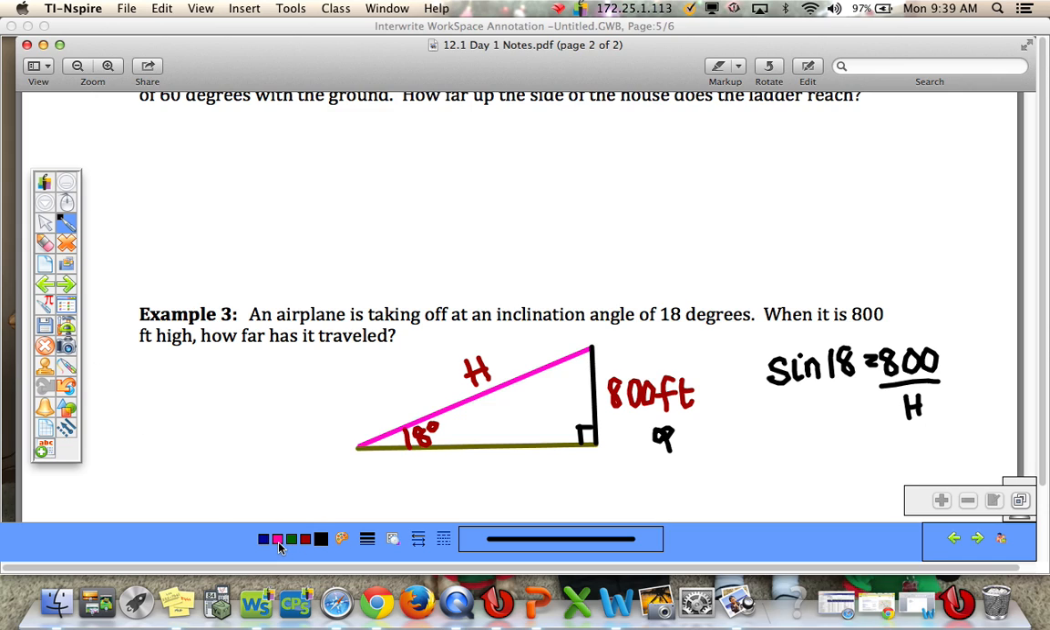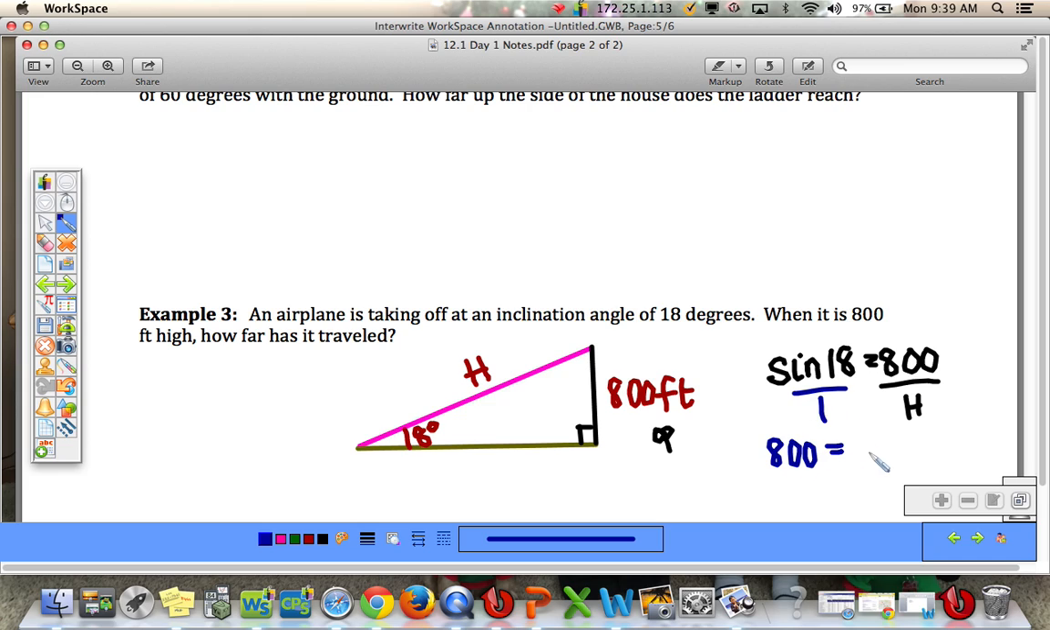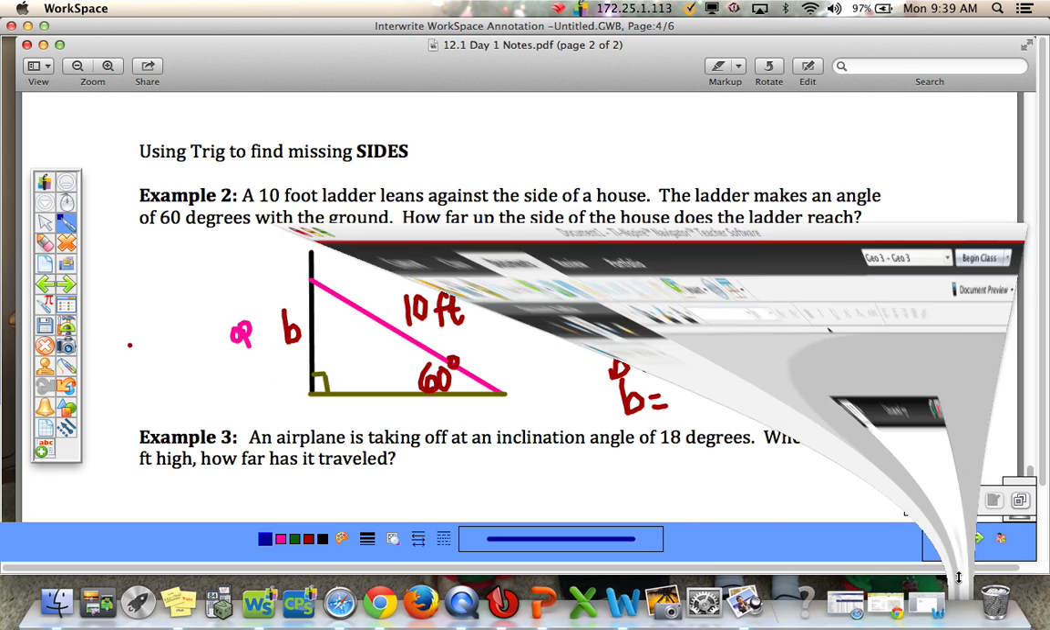Okay, so let's cross multiply this one, and then we'll go back over how to type in your calculator. So this over 1. We have 800 equals H sine of 18. And let's divide each side by sine of 18, which is a number. I would put that in parentheses in our calculator. Okay, so let's go over how to type these in. Let's go back to this one right here.